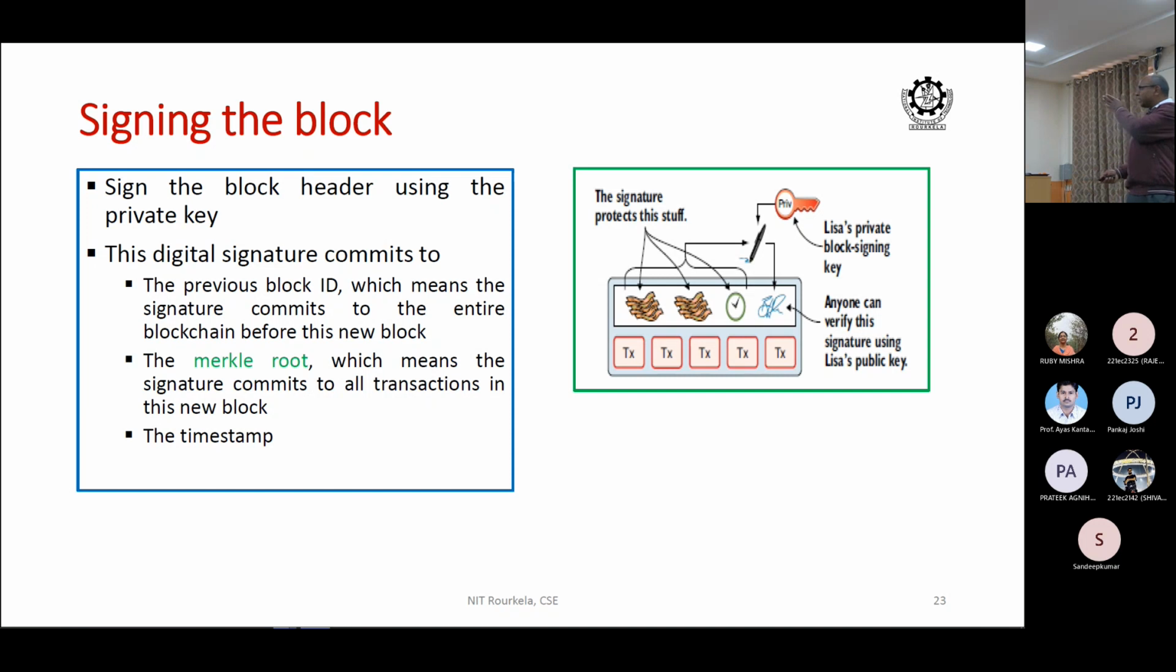If you look at the figure on the right-hand side, one is the pointer to the previous block, which is a double SHA-256. The middle one is the Merkle root, which is generated from the transactions. That is basically nothing but a hash of all the transactions. And then the timestamp and the signing, which is digitally signed with a digital signature.